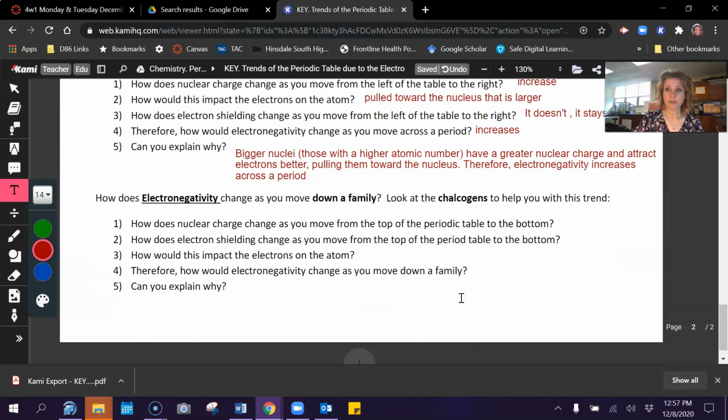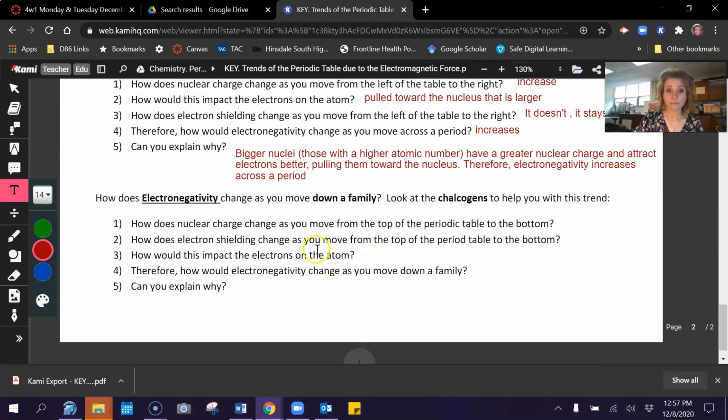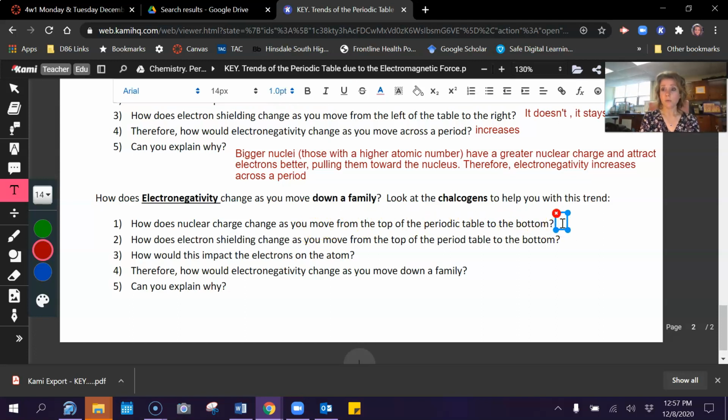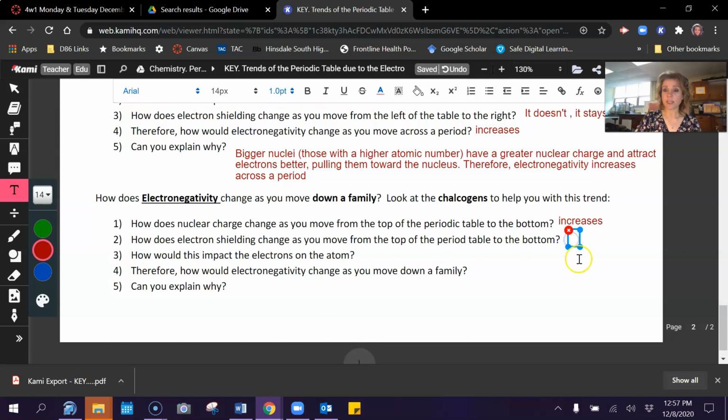Now let's take a look at electronegativity as we go down a family. So let's take a look at our picture. Here's electronegativity. So as we move down a family, electronegativity decreases. So we have to think about, how does shielding affect the attraction of electrons as you move down a family? Okay, so how does nuclear charge change as you move from the top to the bottom? Well, it's going to increase. But remember, we also have an increase in shielding, and the shielding is going to negate the nuclear charge.